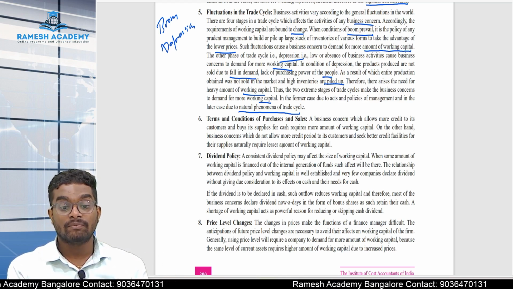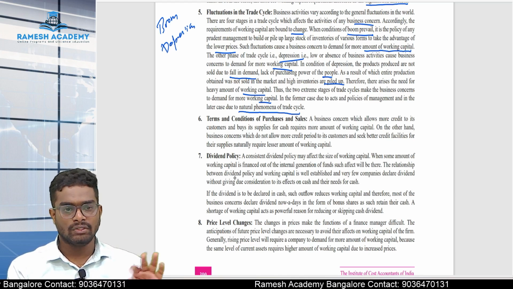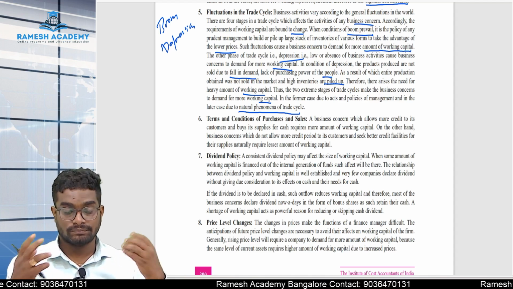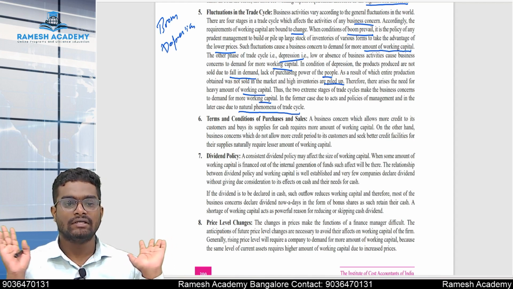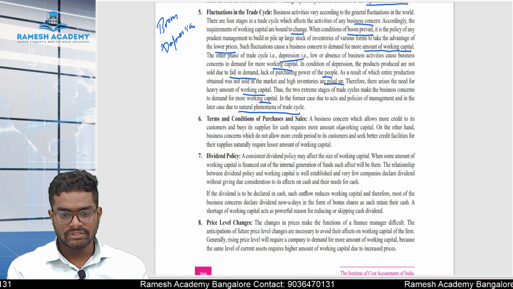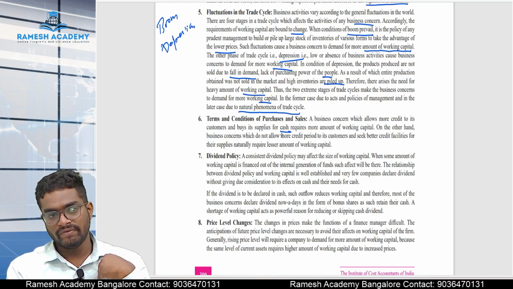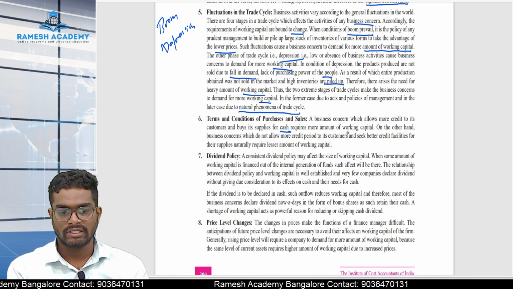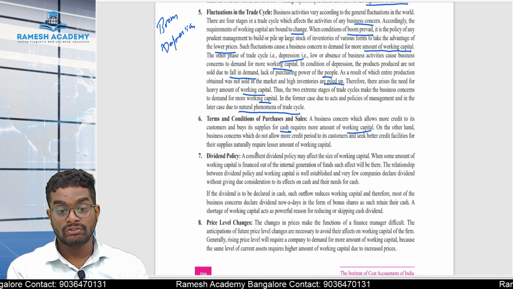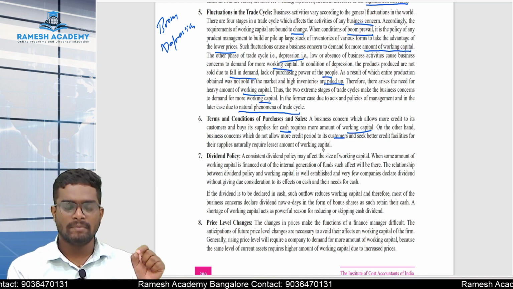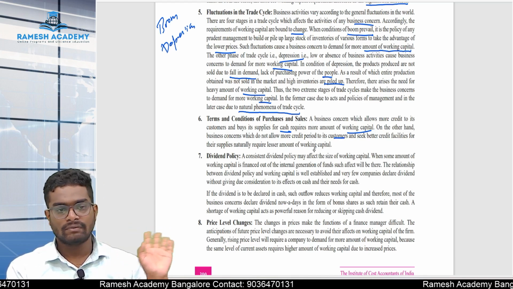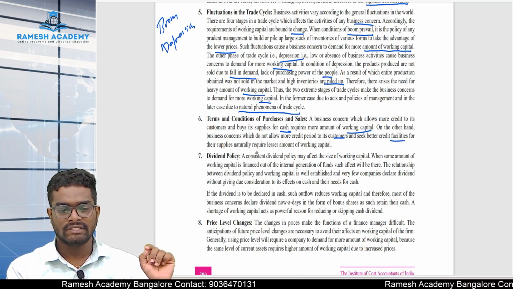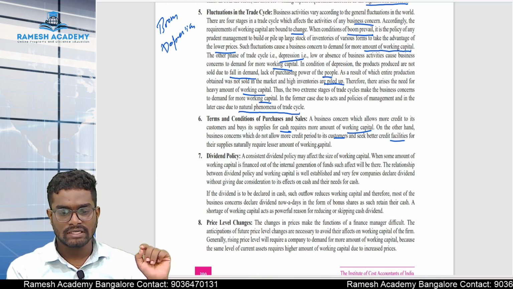Terms and conditions of purchase and sales. If it is immediate, you require more working capital. If they are given some credit period, you can maintain less working capital. A business concern which allows more credit to its customers and buys from its suppliers for cash, which means we give credit to the customer but pay the supplier immediately in cash, obviously requires more working capital. On the other end, a business concern which does not allow more credit to the customer, which means we ask the customer to pay immediately, and seeks better credit facilities from suppliers, naturally requires a lesser amount of working capital.